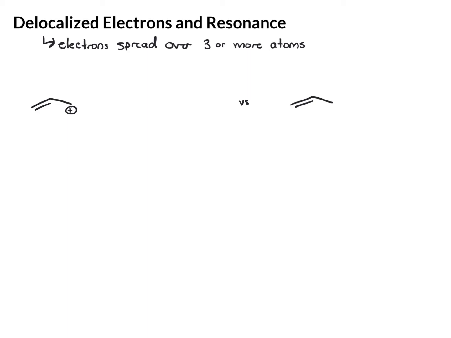Let's take, for example, these two structures. Here we have a pi bond next to a positive charge, and here we just have a pi bond with no positive charge in the structure. In the structure on the right, these pi electrons are localized between these two atoms. In the first structure, however, because of this positive charge, these pi electrons can delocalize.